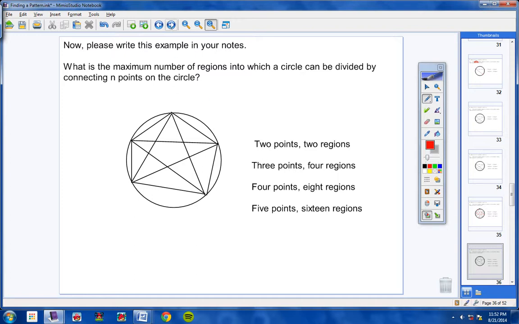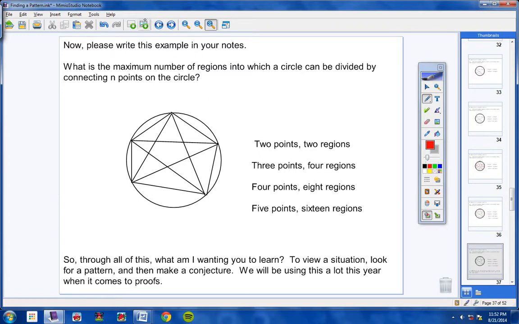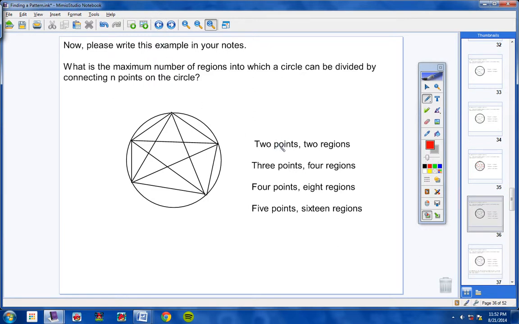Well, I think we're seeing a little bit of a pattern here. As I increased by 1 point, my regions double. So I guess you could write a conjecture that said every time you add another point onto your circle, the number of regions will double. We went from 2 to 4, so 2 times 2 is 4, times 2 is 8, times 2 is 16. So if I wanted to know how many regions I would have in a circle if I had 8 points, well, that really wouldn't be too hard to do.